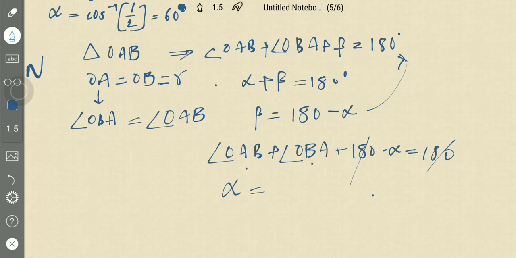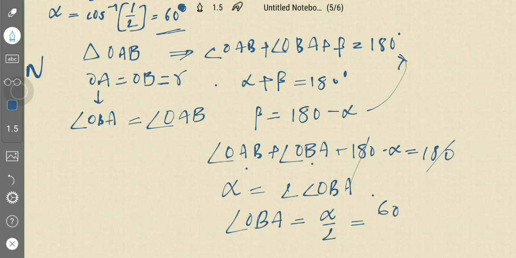So you can write 2 into angle OBA. Angle OBA, we need this. Angle OBA is equal to alpha by 2. What is alpha? Alpha we got here, it is 60 degrees. So 60 by 2 is 30 degrees. 30 degrees is angle OBA.